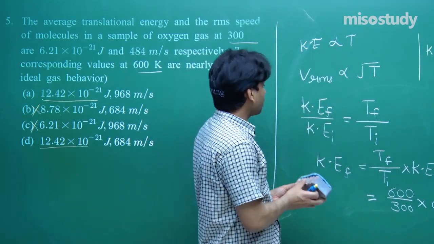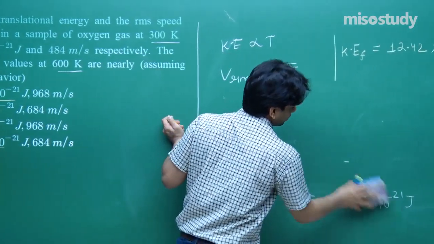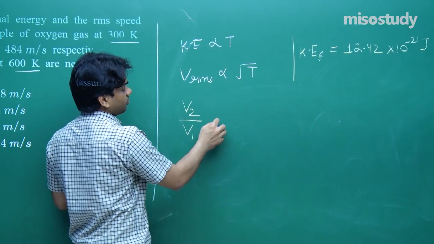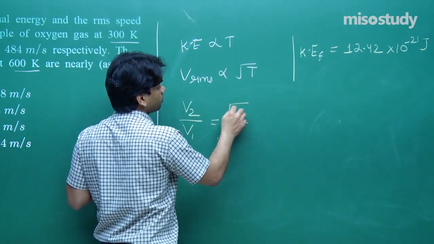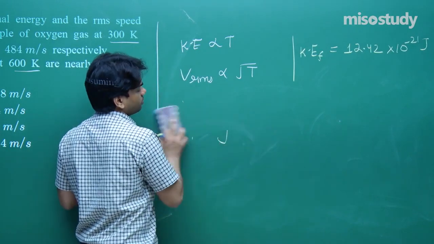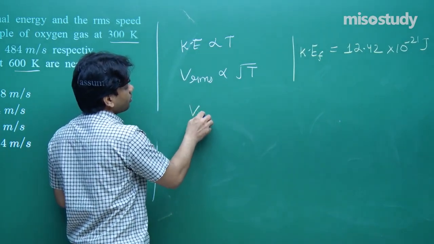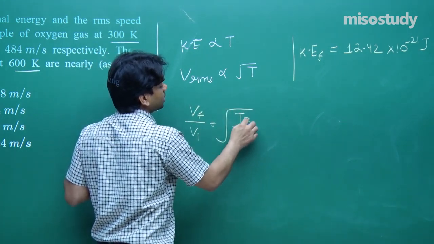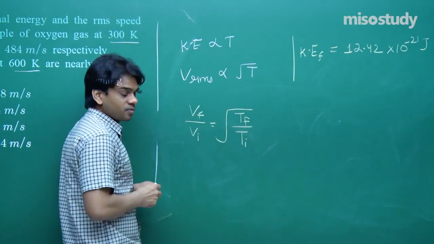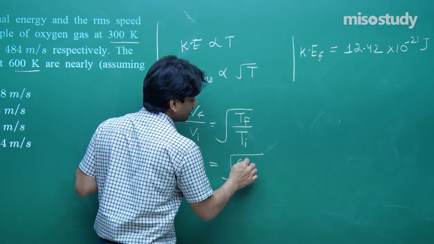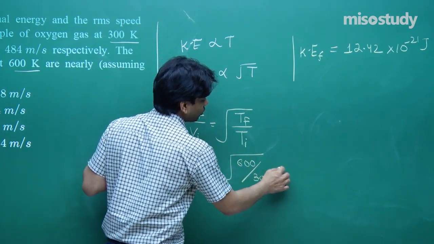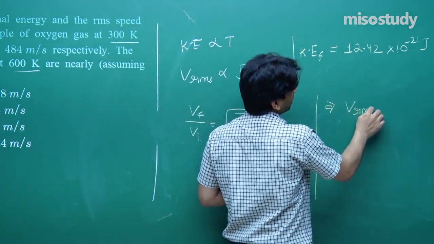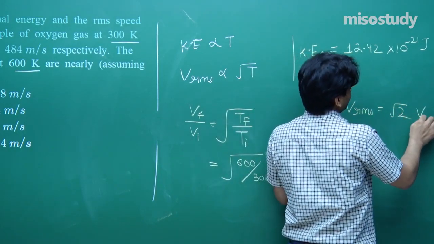Now I also told you how root mean square speed is related to temperature. So we can say that V2 by V1 will be equal to under root of TF and TI. F and I stand for final and initial: final RMS speed upon initial RMS speed is equal to under root of final temperature divided by initial temperature. So the final temperature is what? 600 divided by 300, you are going to get under root 2. So this implies that the final RMS speed is equal to root 2 times the initial RMS speed.